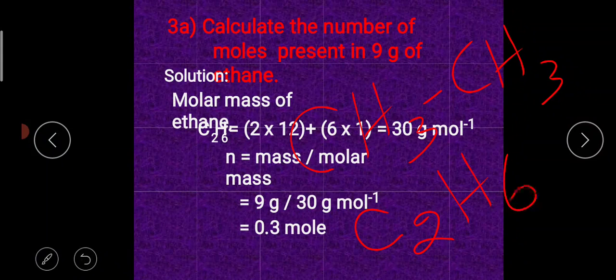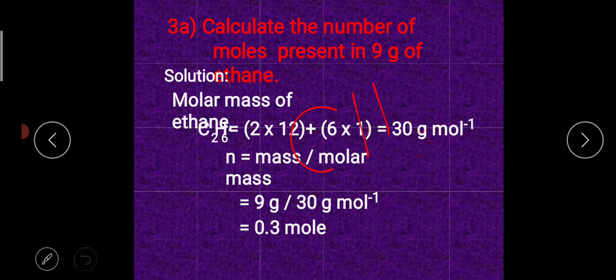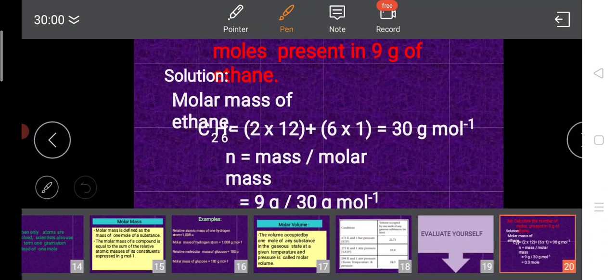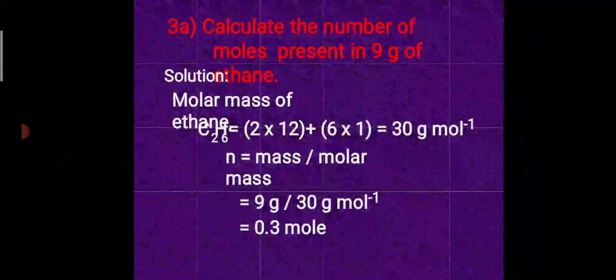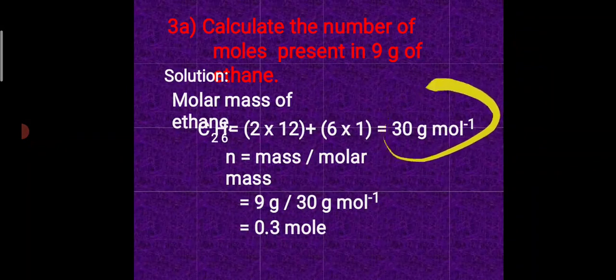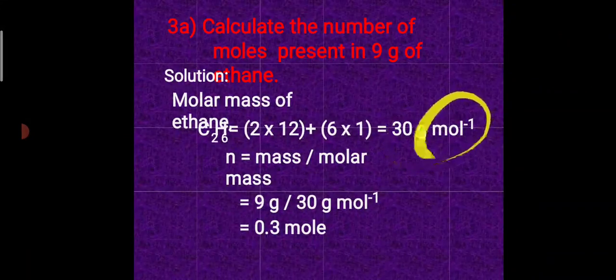Last class we calculated, no. 2 carbon atoms means 2 into 12, because the atomic mass of carbon is 12. For hydrogen it is 1, 6 hydrogen, so 6 into 1. So n is equal to mass by molar mass. The number of moles is equal to mass by molar mass. Mass is 9 gram, they have given. We have calculated the molar mass as 30 gram per mole. Do you remember, 30 gram per mole?